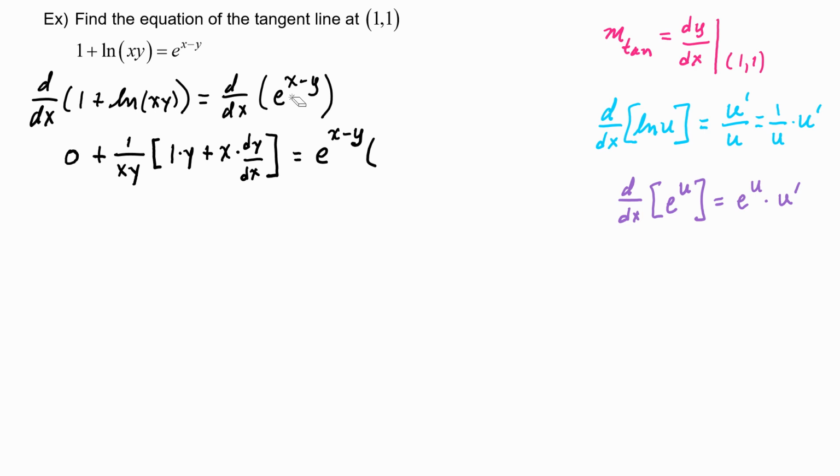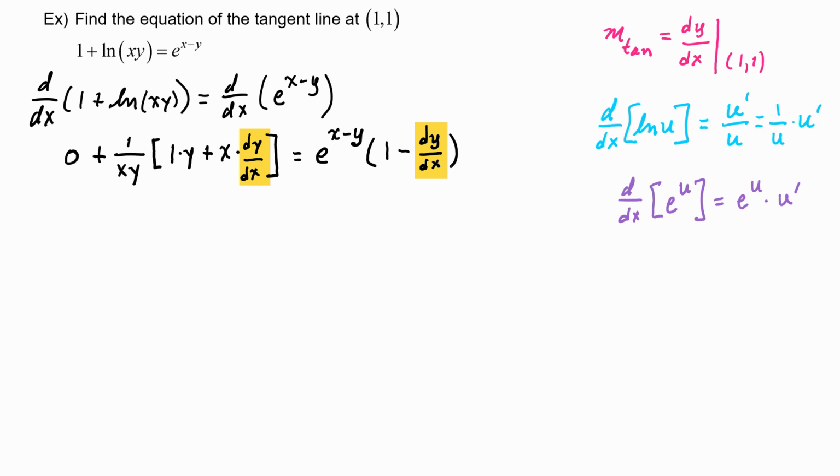So the derivative with respect to x of x is 1 minus the derivative with respect to x of y is 1 times dy/dx. Now we know that ultimately our goal is to solve for dy/dx, so we need to simplify so that we can gather up the dy/dx terms.